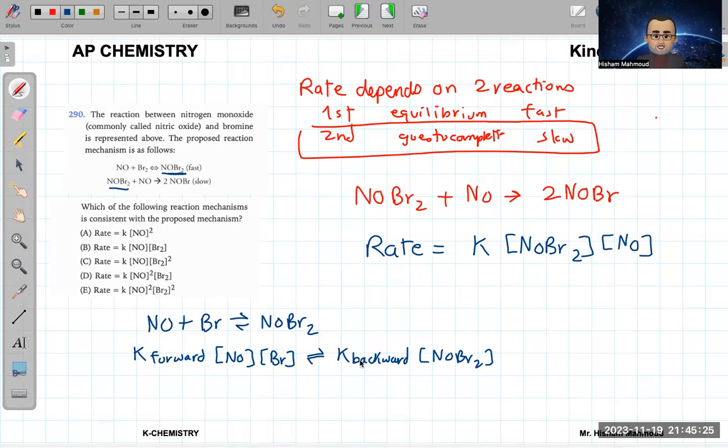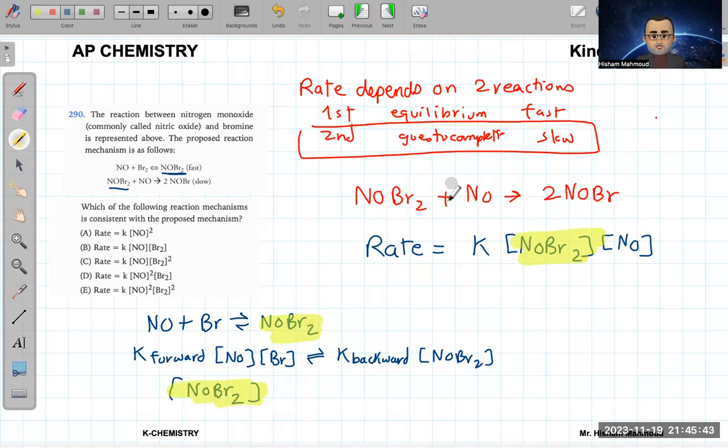Now I want to take the NOBr2. Why are you interested in NOBr2, mister? This is the equilibrium I came looking for. I came here to look for this. This is the one that I came looking for. I want to incorporate this one in here.